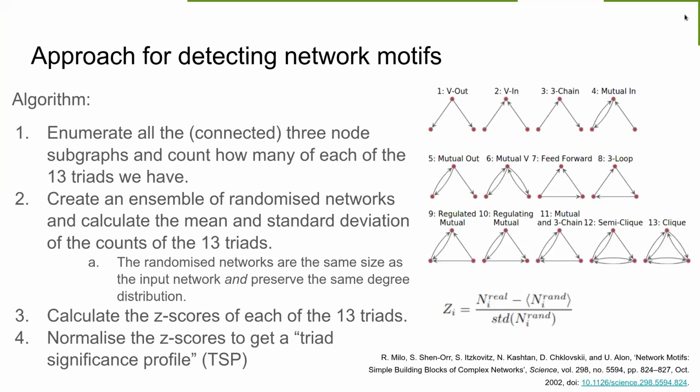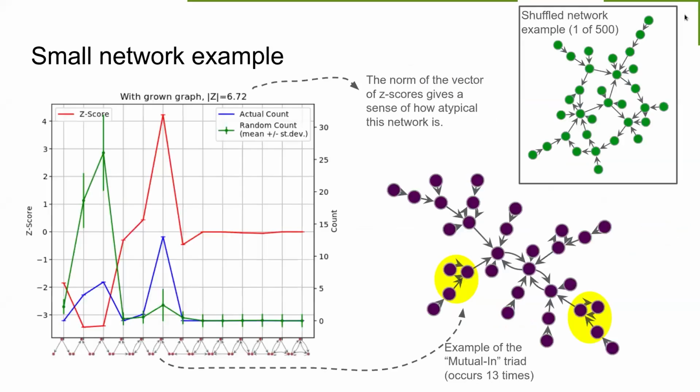So you count how many of each of these you have in your observed network, and then you create a whole bunch of randomized networks, which importantly all have the same degree distribution, so it's a fair comparison. And you calculate the z-score of your observed network motifs versus the ensemble of randomized ones, so how many standard deviations away from the mean. Then you can normalize that vector of 13 z-scores to get what they call the triad significance profile, which can characterize the network.